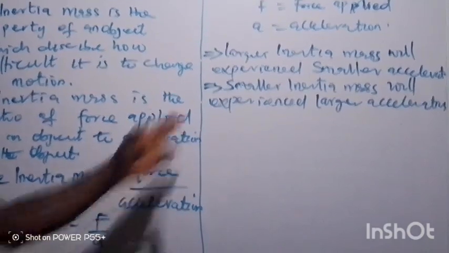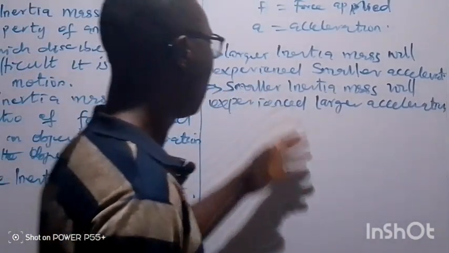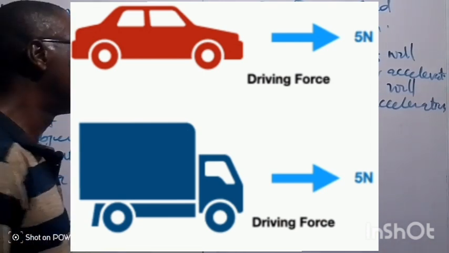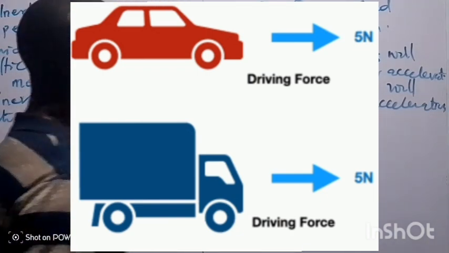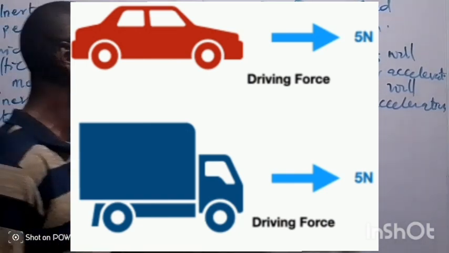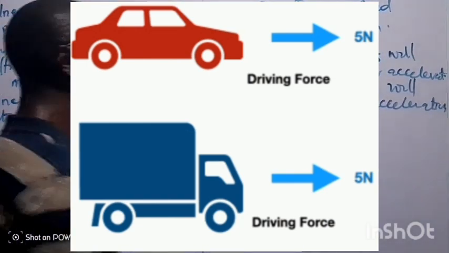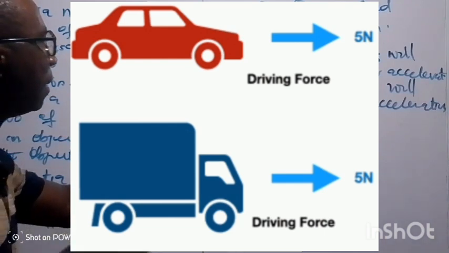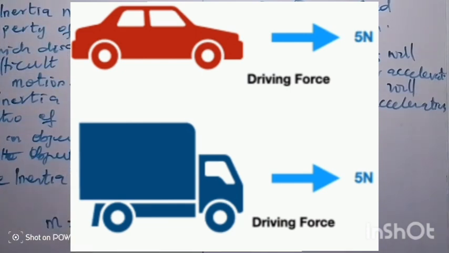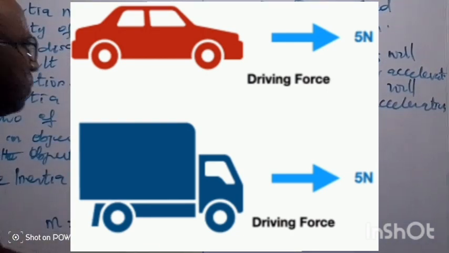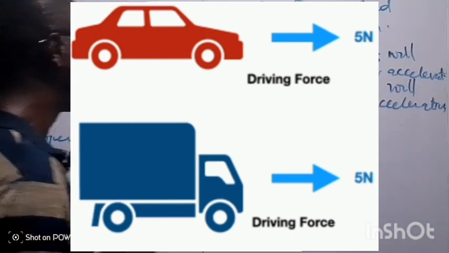This is also the case with the car and the truck on the screen, as another illustration of the two statements. You can see that the car and the truck are driving with the same force. I think the driving force is given there, that is 5 Newton for each. But the truck will have larger inertial mass than the car, so the truck will have smaller acceleration, while the car will have larger acceleration because it has smaller inertial mass.